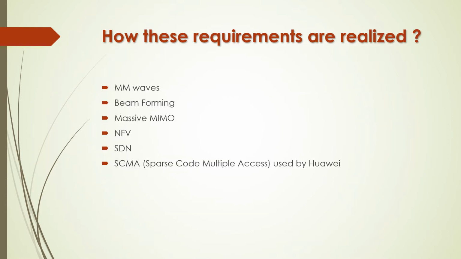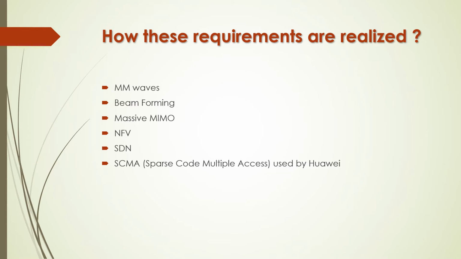So now we know the minimum requirements of 5G, but now we need to know how these requirements are realized. There are certain technologies that are used to realize these requirements. The first one is the millimeter waves. We need to send data at very high speed, and for that we need very high frequency electromagnetic waves. Very high frequency means our wavelengths are very low, of the order of millimeters. So millimeter waves means waves having wavelength in the order of millimeters.